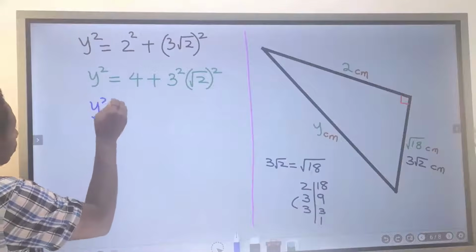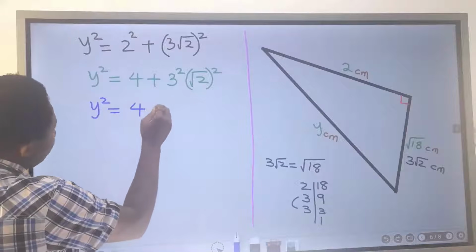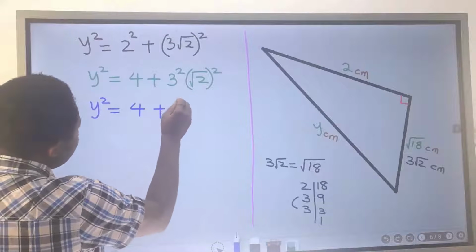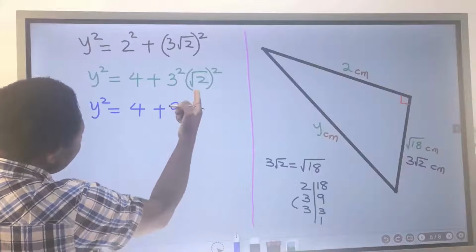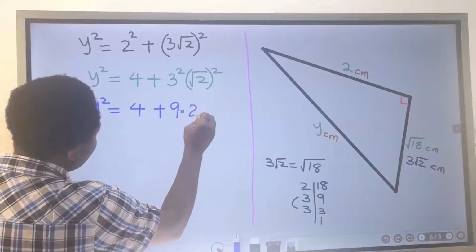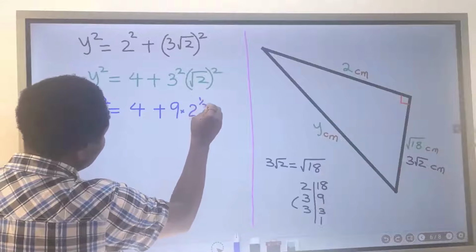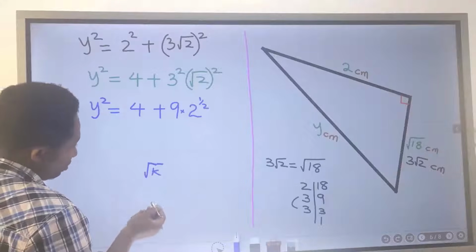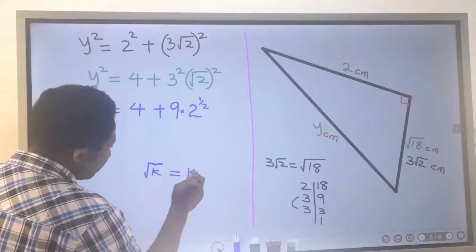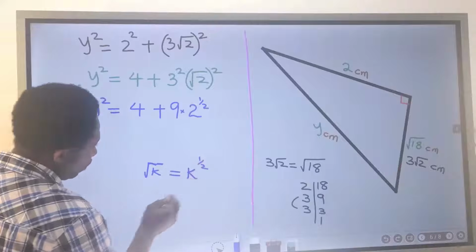This is y squared and here is 4 plus 9, and it will multiply. This is the same thing as 2 to the power of 1 over 2. The square root of any number or variable is the same thing as that variable to the power of 1 over 2.